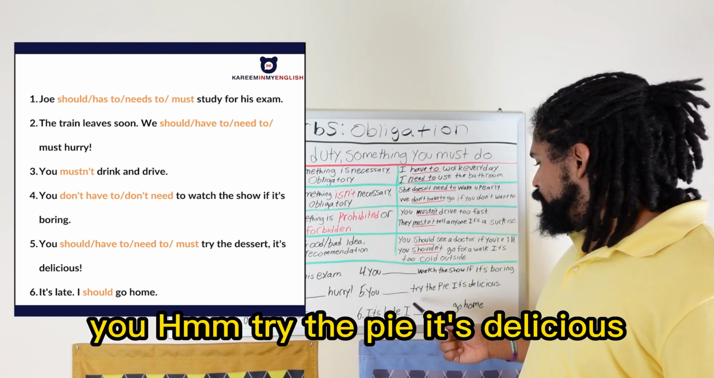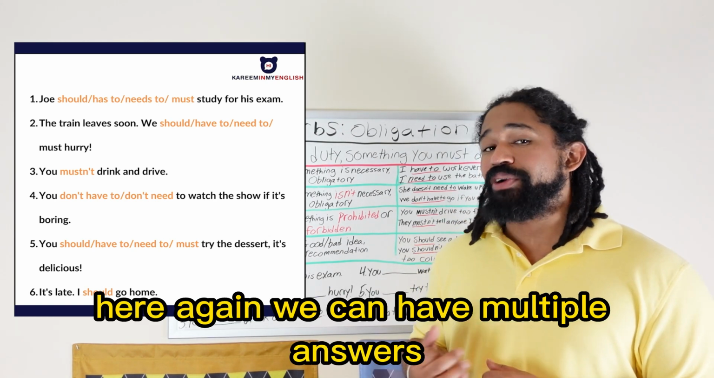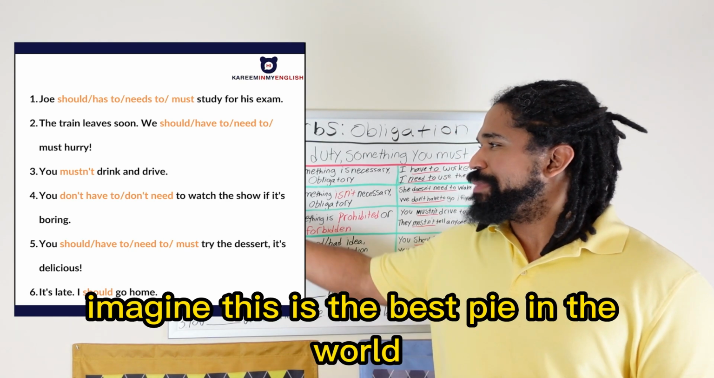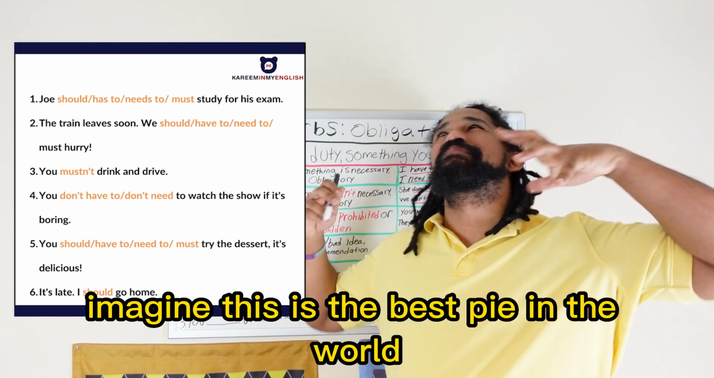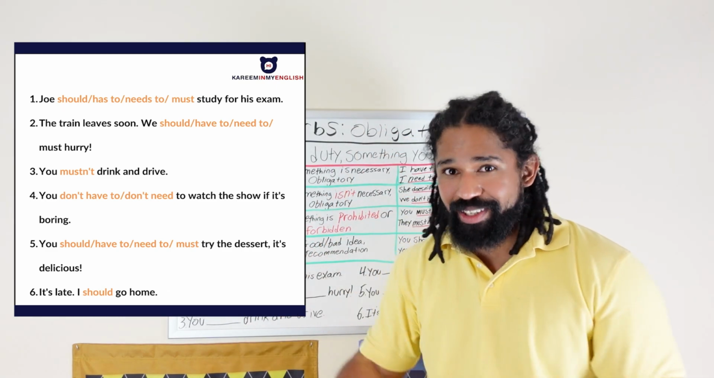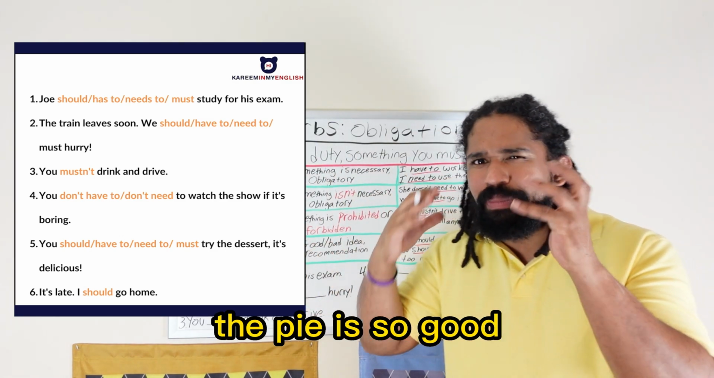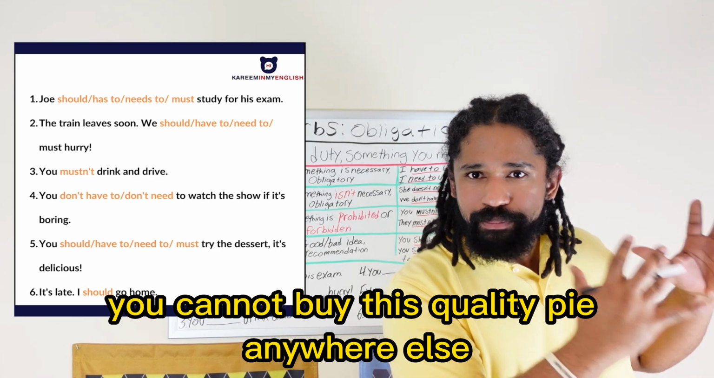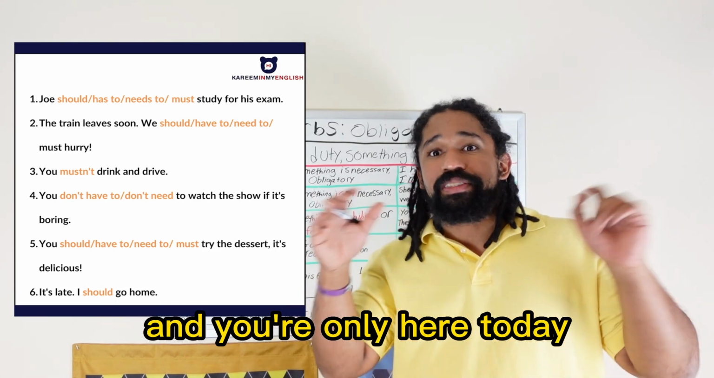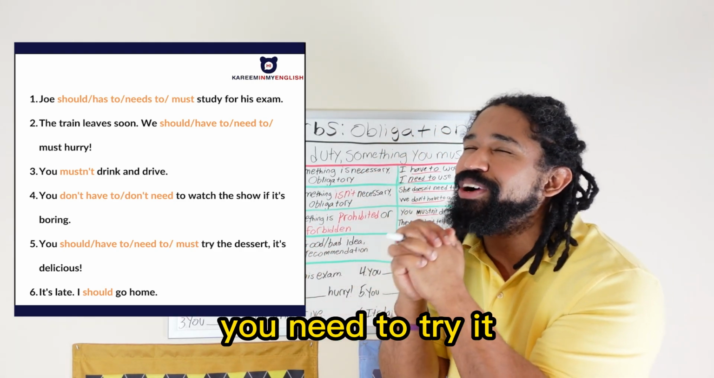You, try the pie. It's delicious. Here again, we can have multiple answers. Imagine, this is the best pie in the world. Oh my God, you've never had anything better. You have to, you need to, you must. Oh my God, the pie is so good. You cannot buy this quality pie anywhere else. And you're only here today. You must try it. You have to try it. You need to try it.